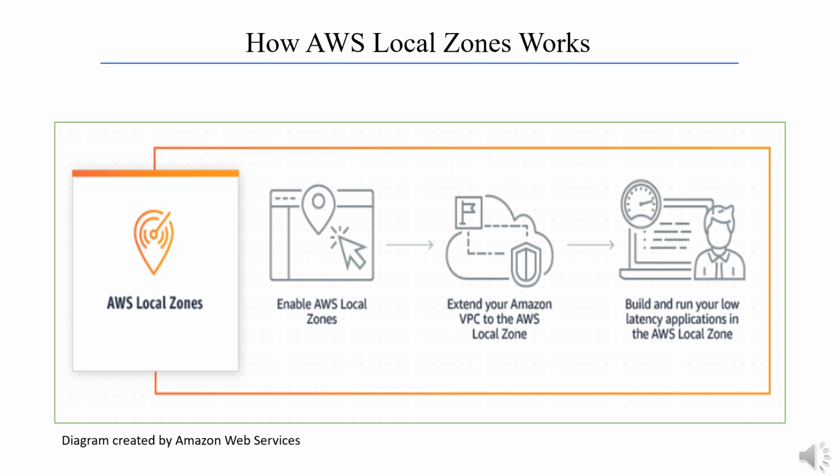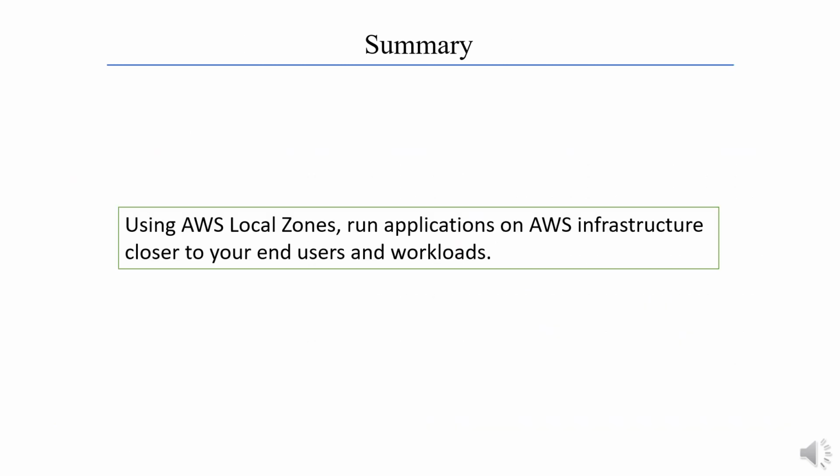In summary, use AWS local zones to run your applications on AWS infrastructure closer to your end users and workloads. Run applications that require single-digit millisecond latency or local data processing.